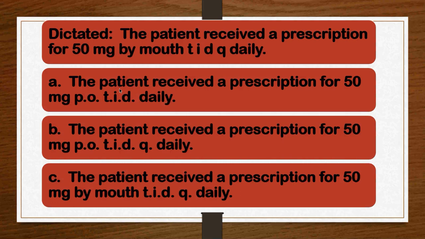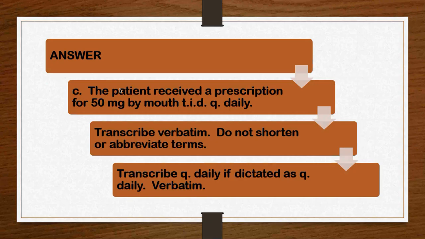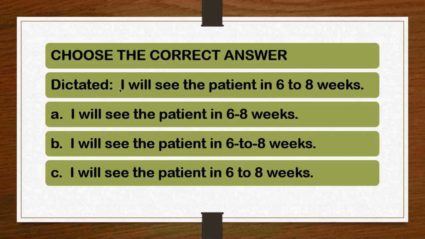Okay, and the answer is C. You transcribe verbatim. You don't shorten or abbreviate terms. And Q daily is okay if dictated as Q daily. And again, there's a space between those. You don't shorten by mouth for PO. And there's a space between Q and daily. And that QD, remember, is the one that you need to change. QD and QHS. I will see the patient in 6 to 8 weeks. Which one is correct?